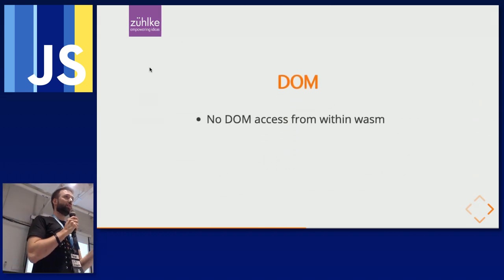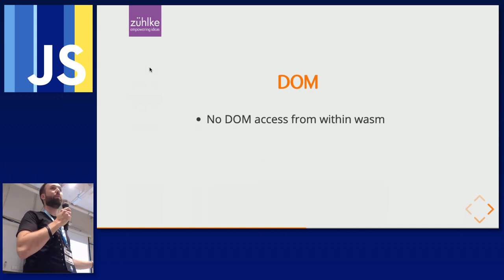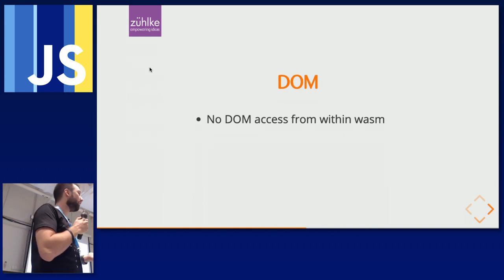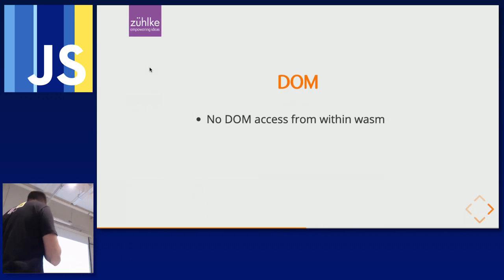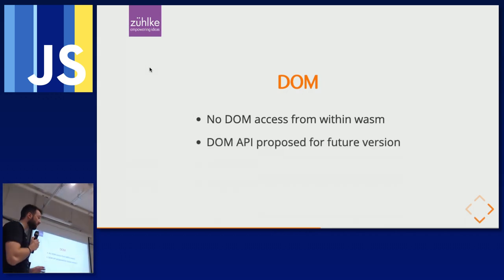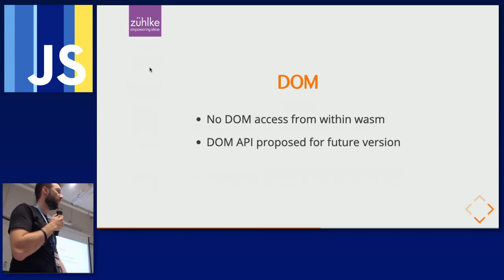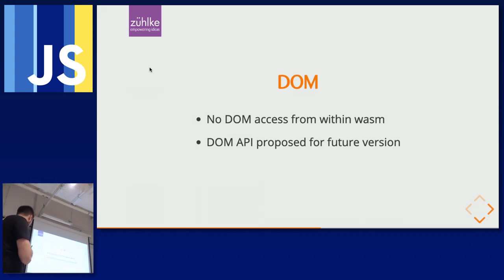So if you thought you can send a binary to the browser and it can just run as a whole web application, as of now, this is not really the case. We don't have access to all the browser stuff. So for example, DOM is missing. If we have our C program, we can't go like document query element and then just get a DOM node. Currently, this is not supported, but this is one of the bigger issues that is being discussed and is proposed for one of the upcoming versions of WASM.